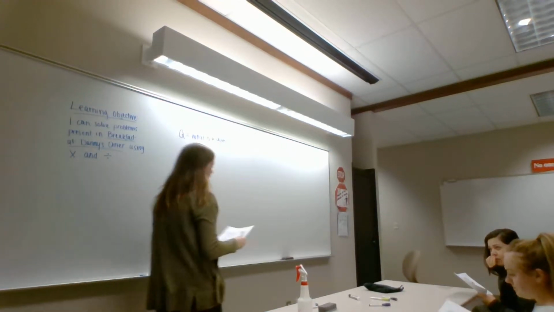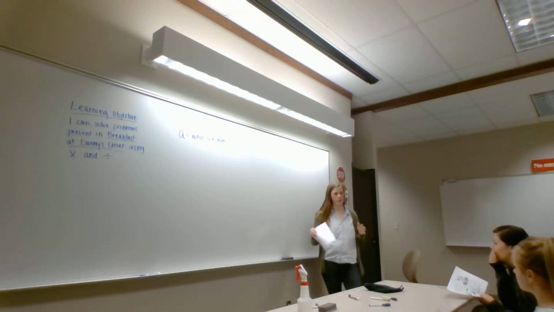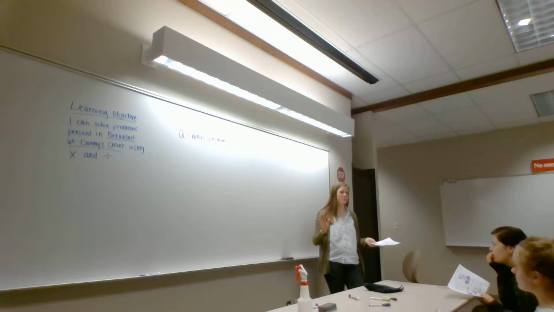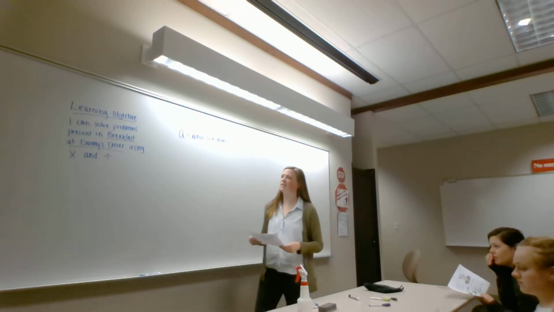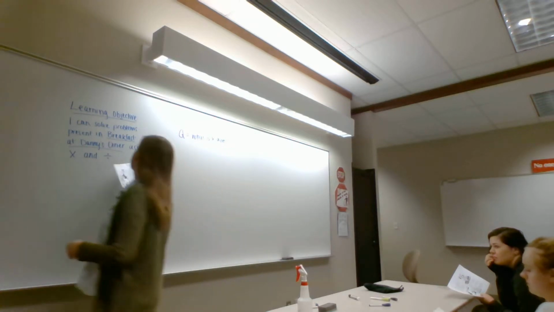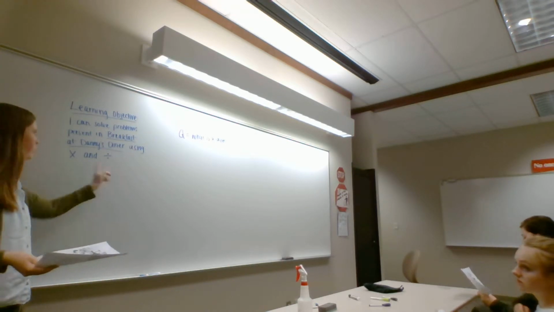Guys, so today we are going to do a big review of all the learning that we've done throughout the year about multiplication and division. We're going to do that by reading a text called Breakfast at Danny's Diner. Our learning objective for the day is: I can solve problems present in Breakfast at Danny's Diner using multiplication and division. Those are the signs, right?